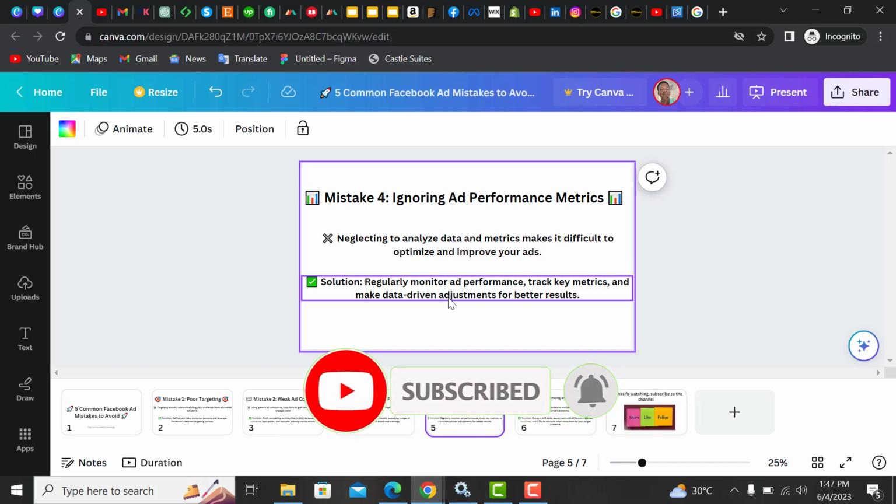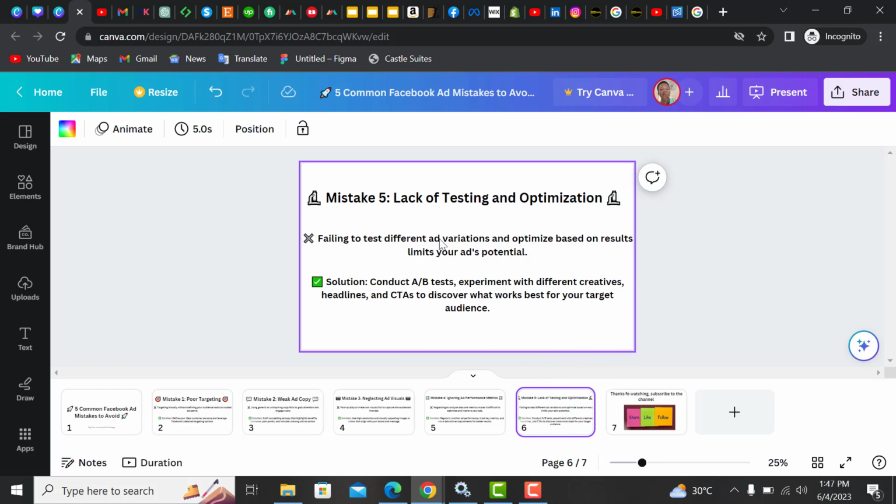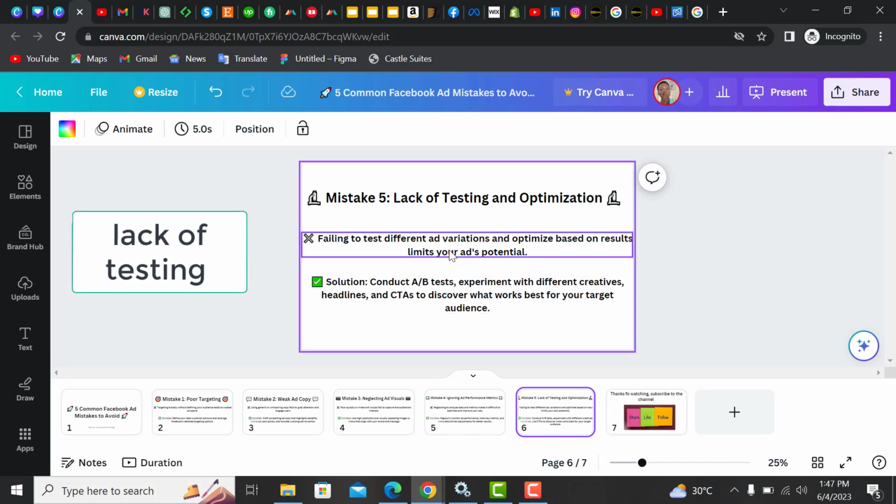And the last tip, which is the last mistake that people make, is lack of testing and optimization. Facebook ads is about testing. You need to keep testing different ad variations and optimize based on the results you are getting. Don't think in your brain that because you feel like this should work, and you are running ads and seeing from your data that you're not getting the right results. Keep testing, keep tweaking. If you don't keep tweaking, you're going to keep failing.